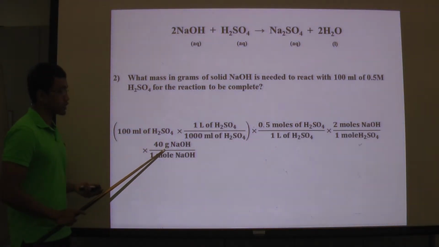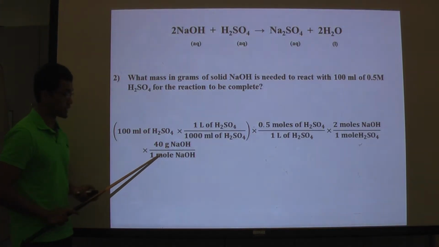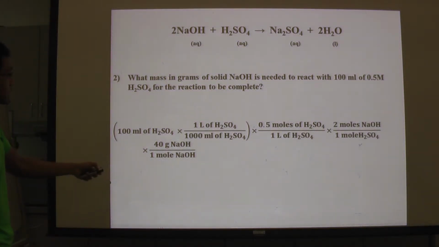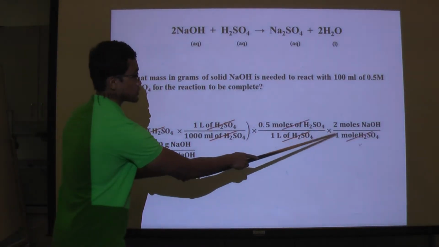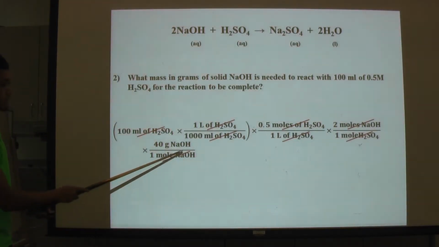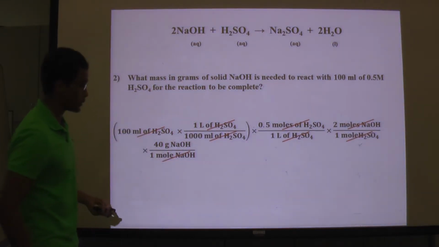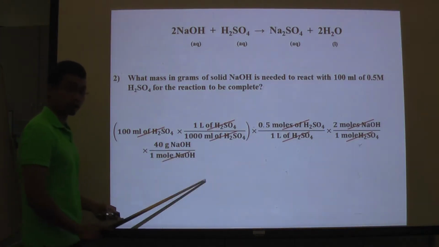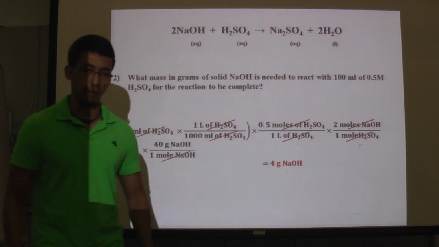So molar mass of sodium hydroxide would be 40 gram, and we are using this ratio once again. 40 gram of sodium hydroxide is equivalent to 1 mole of sodium hydroxide. So if we use that ratio, once again we can cancel out the units. Milliliters cancel out, liters cancel out, moles of sulfuric acid cancel out, and this is an extension. So this moles and this mole cancel out, leaving us with the mass in grams of sodium hydroxide that we are intending to find out. If we multiply all the numerators and then divide by the product of the denominators, we're going to find the final answer to be 4 grams of sodium hydroxide.